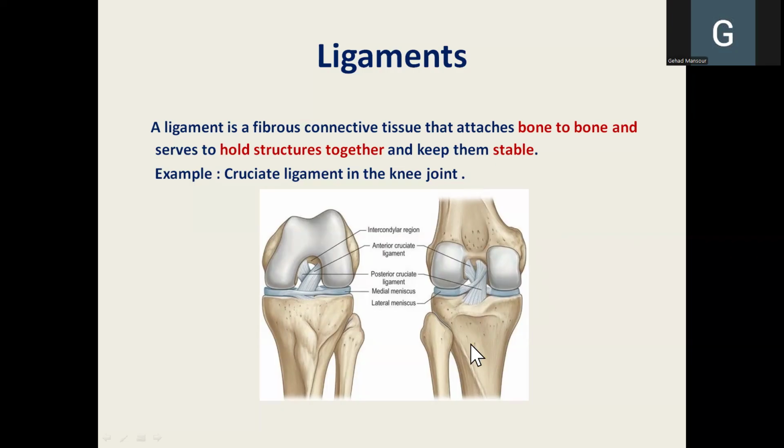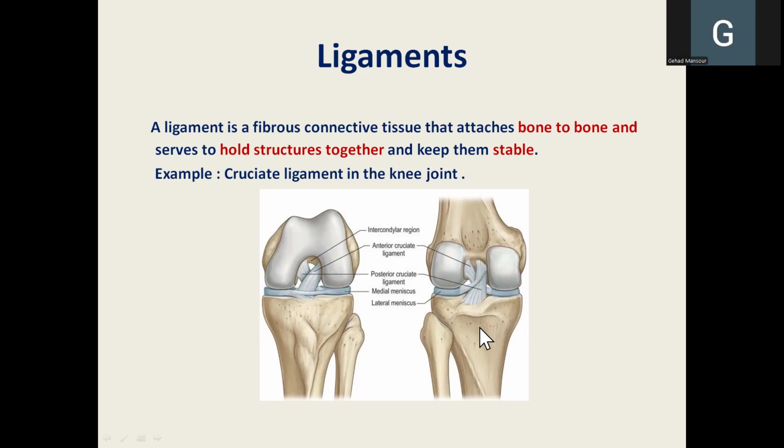The importance of the ligaments is, number one, they hold the two or more bones that form the joint together, and therefore they help stability of those bones. They help stability of the joint that is made by the bones. And by holding the bones together and providing stability to the joint, they prevent displacement of the bones over each other and therefore minimize the friction.